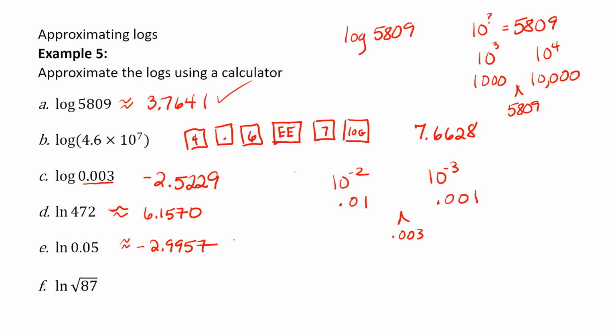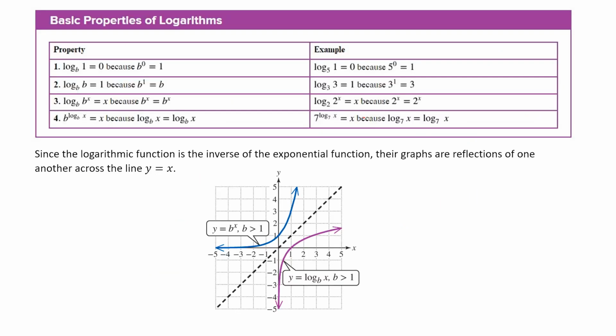And then natural log of the square root of 87. You're going to hit 87, then hit your square root button, and then hit natural log. And you're going to get about 2.232.